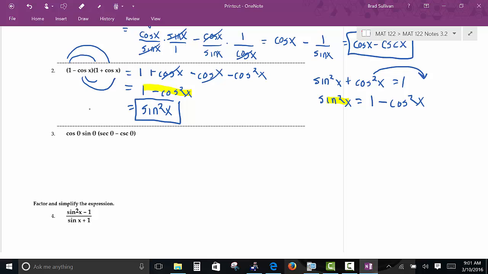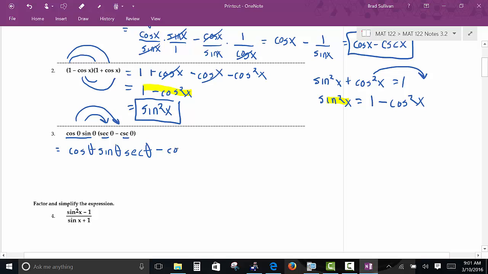That looks like a distributive property, right? So you're going to take this thing and multiply it by that thing and then by that thing. So yeah, it's a distributive property. So just write down what you have. Then we'll worry about identities next. So we have cosine theta, sine theta, secant theta, minus, and then we're going to have cosine theta, sine theta, cosecant theta.